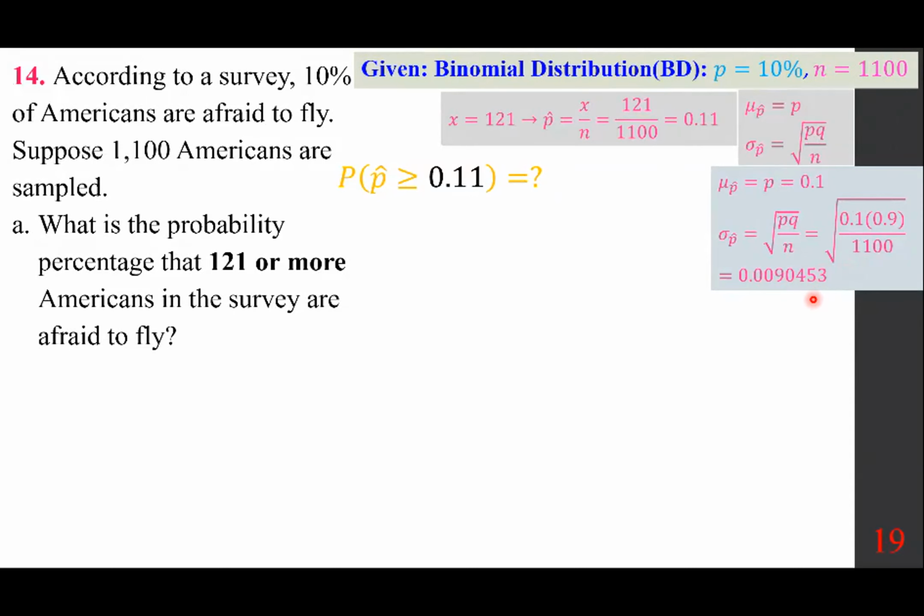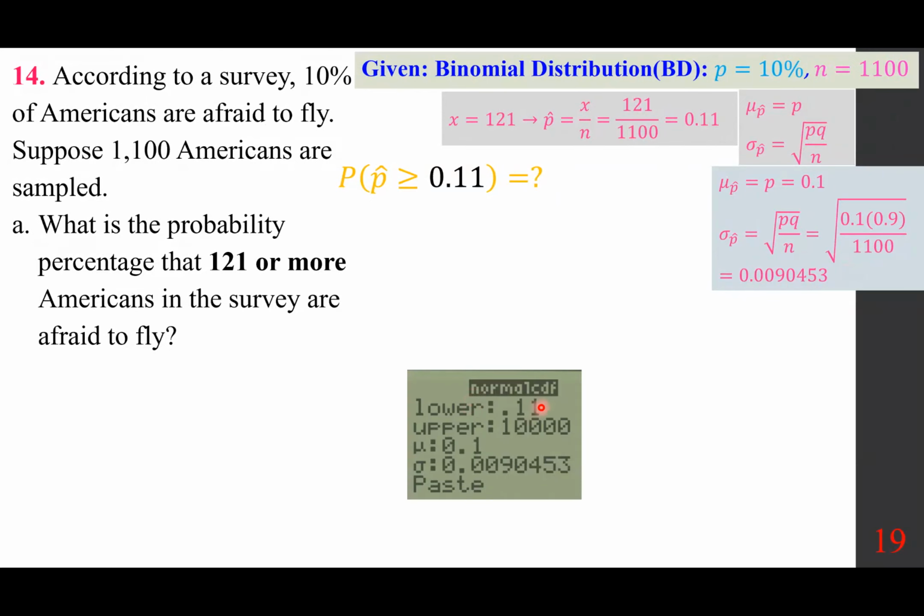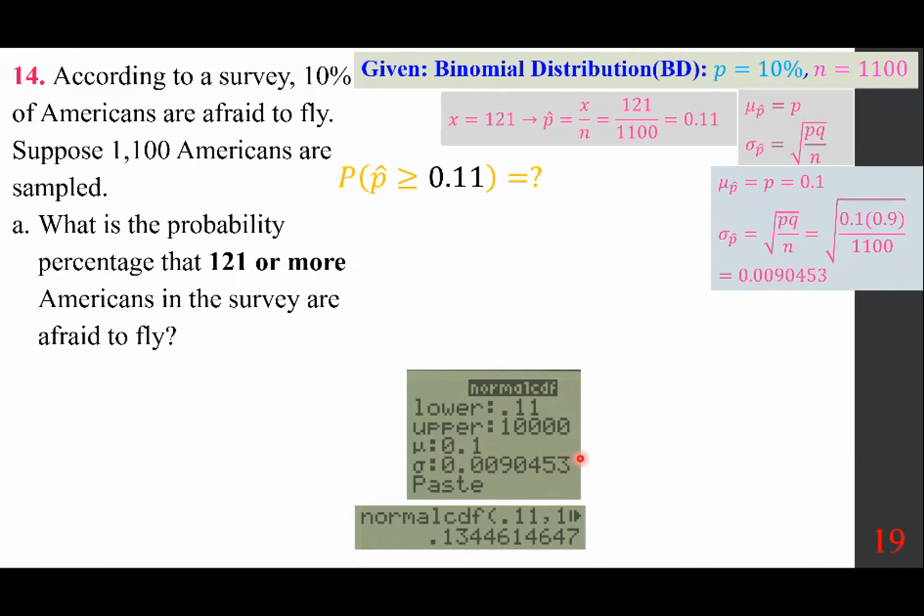When you take a root of that, you end up with 0.0090453. You have to carry out a lot of decimals, and we can move on from here and use a normal CDF. Because this is larger than or equal to 0.11, you say lower is 0.11, upper some large number, even 1,000 will do it. I put 10,000. Mu 0.1, sigma 0.0090453, and it gives you the answer, which is 0.1344614, and so on.